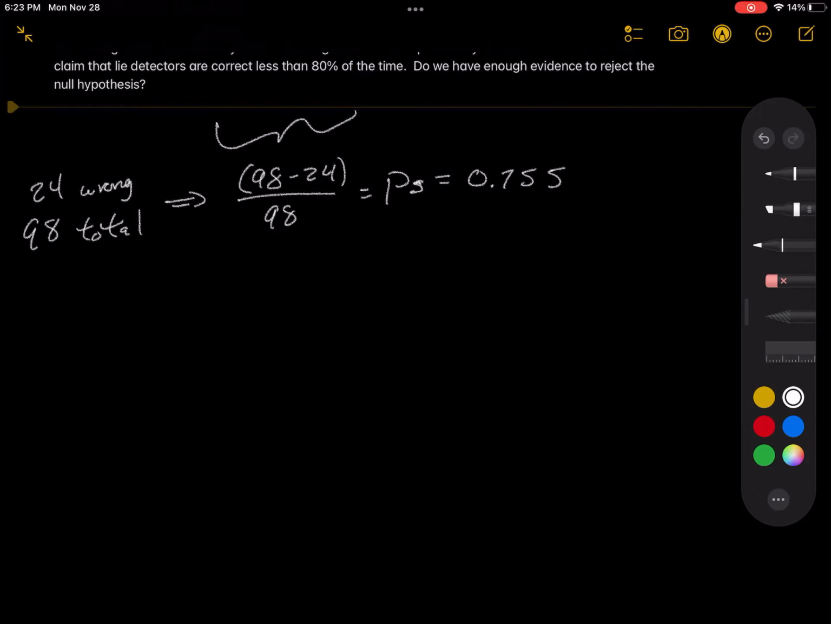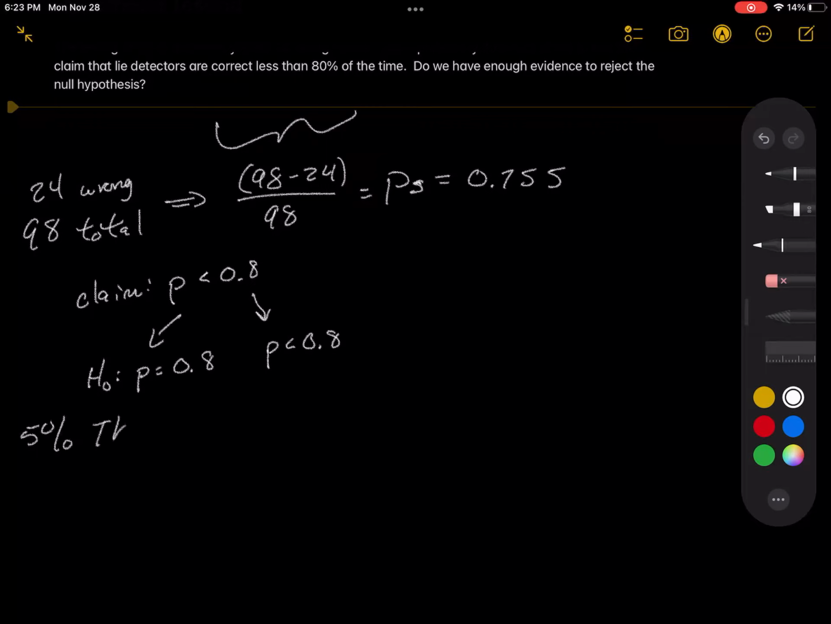So let's break up the claim into the alternative and null hypothesis. The claim is that the proportion of correct results is less than 0.8 or 80%. So the null hypothesis here is that it's equal to 0.8. The alternative is that it's less than 0.8. And I want to use a 5% probability threshold.